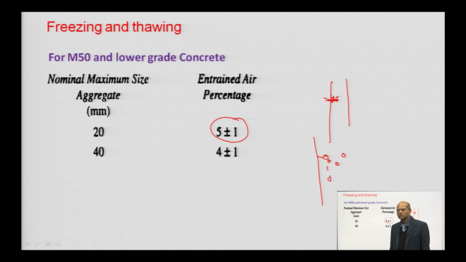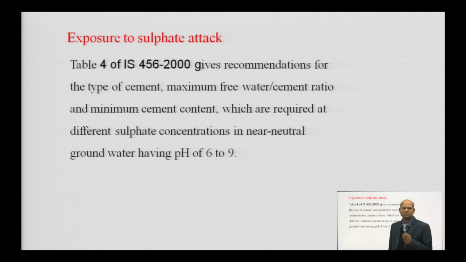So, for that we can use the aluminum powder to generate the air bubbles. Similarly, if our maximum size of aggregate is 40 mm, then we have to entrap air of 4 plus minus 1%.